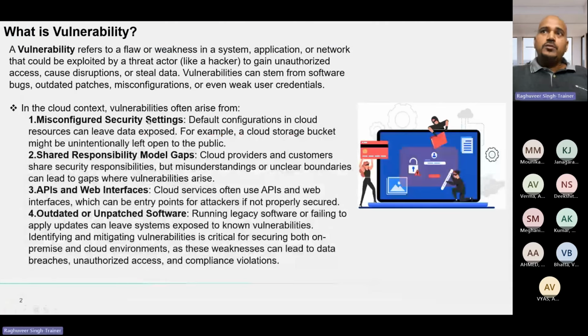Okay. So, misconfigured security settings. Default configurations in cloud resources can leave data exposed. For example, a cloud storage bucket might be unintentionally left open to the public. Now, probably in your scope of support, you're only managing vulnerabilities in virtual machines or, to a certain extent, applications or the network. But when it comes to advanced platforms like cloud, you have other applications which may have vulnerabilities present in them. And these solutions are now advanced enough to find vulnerabilities in cloud services also. So Qualys has this capability. Rapid7 has the capability. They have connectors available for leading public cloud service providers, wherein they can quickly scan the cloud service configuration and tell you where exactly the vulnerabilities lie.